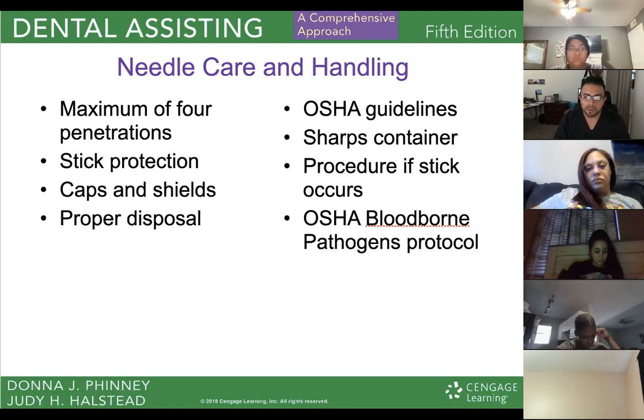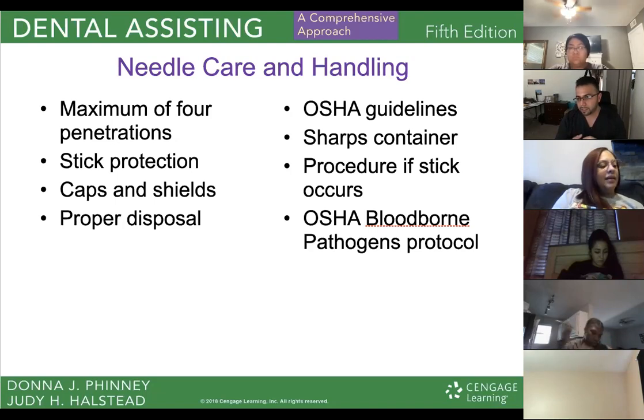Okay. And then also you want to follow OSHA guidelines. And then the procedure for if a needle stick does occur, okay, the first thing you want to do is immediately squeeze the area where you pricked your finger. Squeeze it until you see blood dripping out.